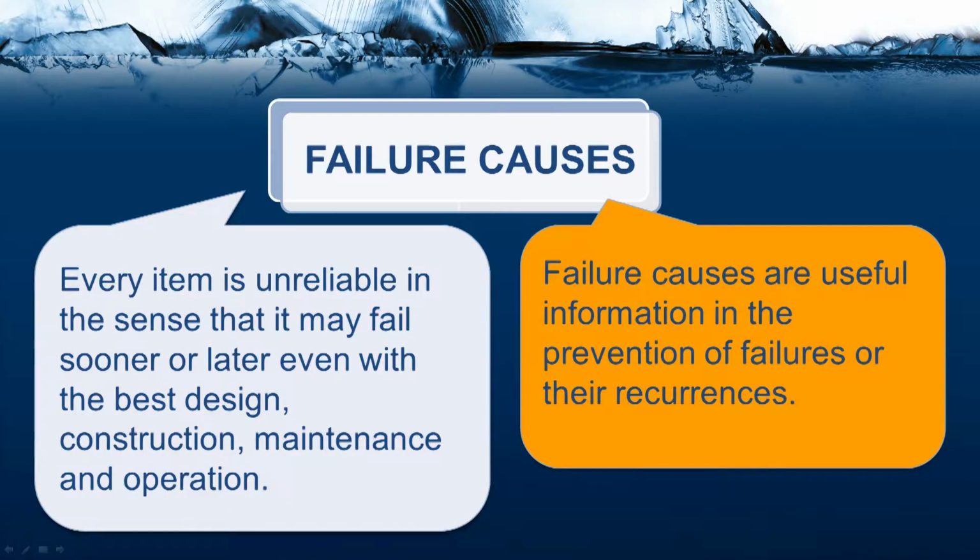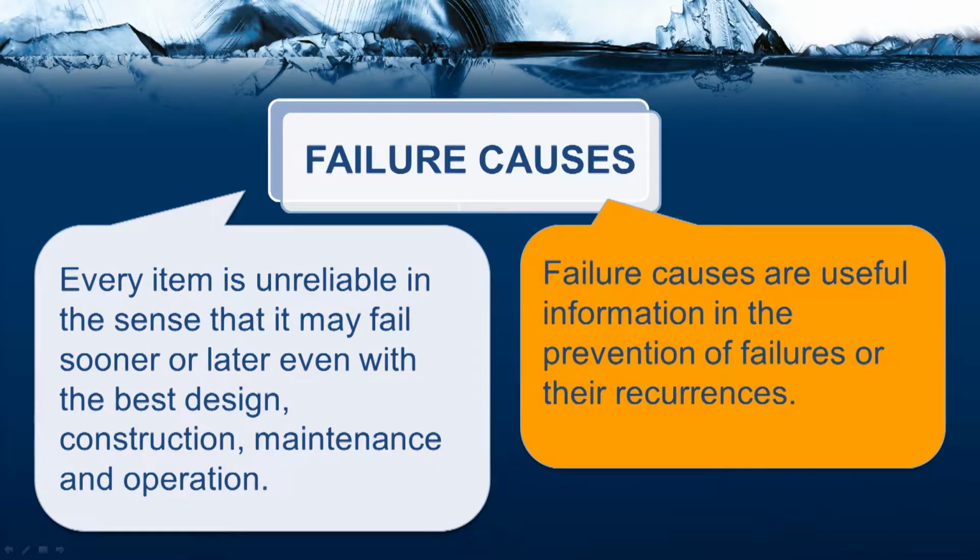Failure causes are useful information in the prevention of failures or their recurrences. Every failure is a learning step for us. We learn a lot from failure so that we can design future systems with all these precautions, such as safety valves, safety guards, etc., so that failure will not be encountered. So this is a very important topic for understanding failure. This is very important even in this area of Industry 4.0. We are talking about autonomous systems and automation. Failure becomes very critical, very important.